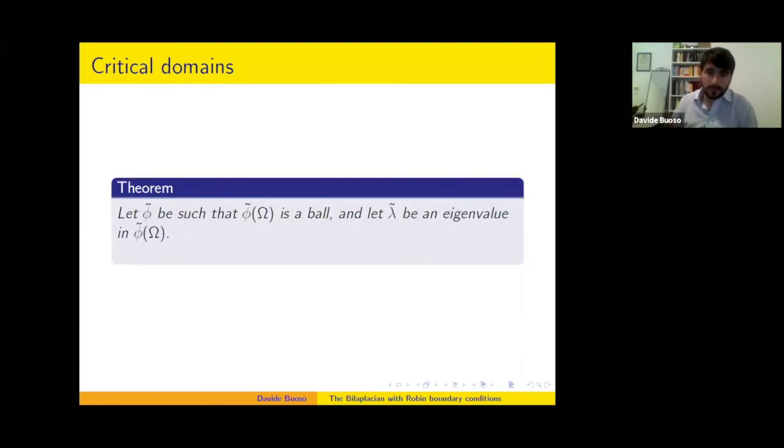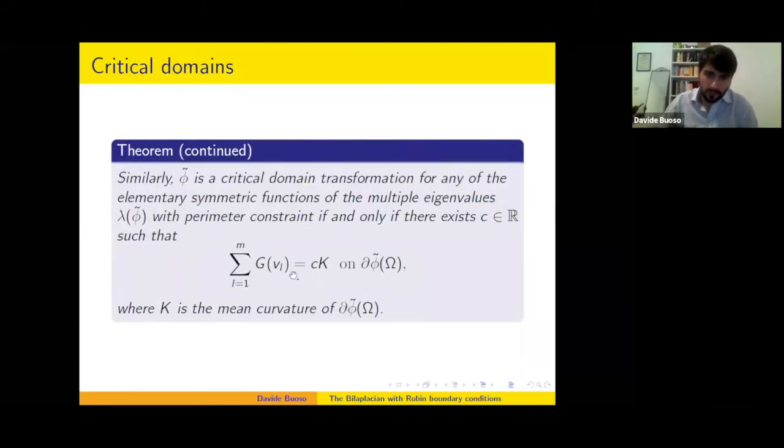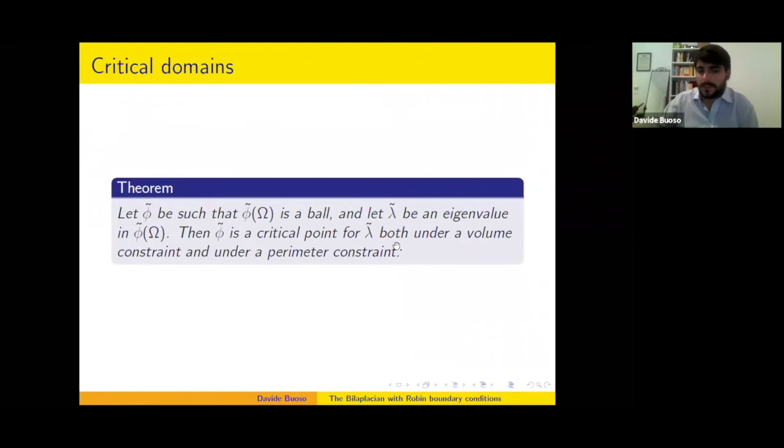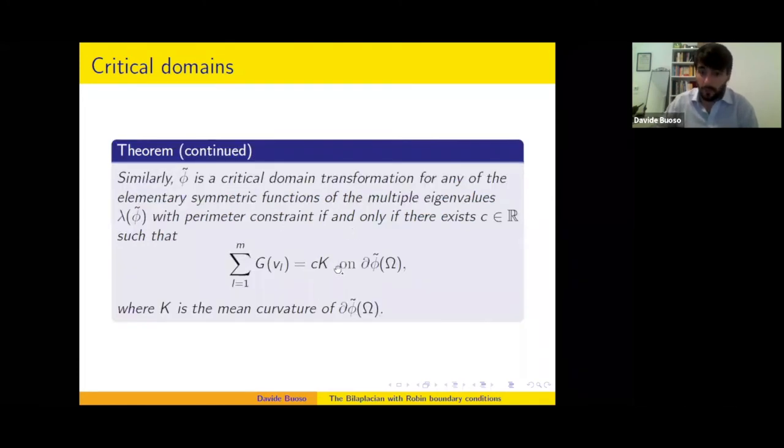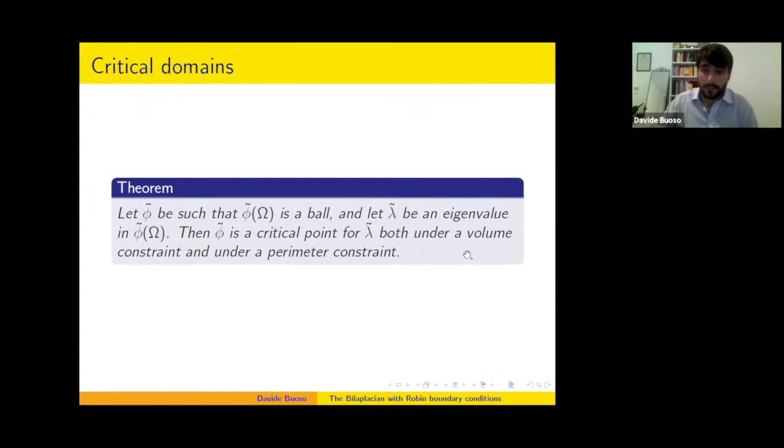In the case of balls, the interesting thing is that this quantity here can be shown to be always radial. So if you take this quantity inside the ball, it turns out to be radial. So in particular, it's constant on the boundary. This means, sort of as a corollary, that balls are a critical point for any eigenvalue under volume constraint, and in particular, since the curvature at the boundary of the ball is constant, balls are critical also under perimeter constraint.